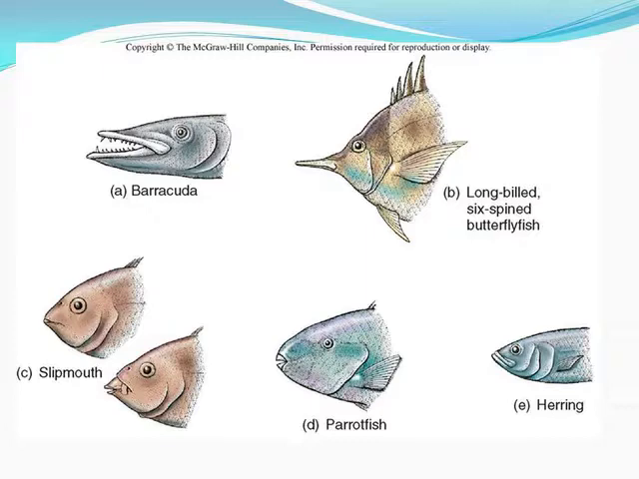And then lastly, you have your herring. Your herring has an upturned mouth. You can see it looks like it's frowning all the time, but that allows it to get any plankton or small fish that are up at the surface. So the herring will come up from underneath, and that upturned mouth can let it take in whatever organism is at the surface much more easily than the other mouth types.